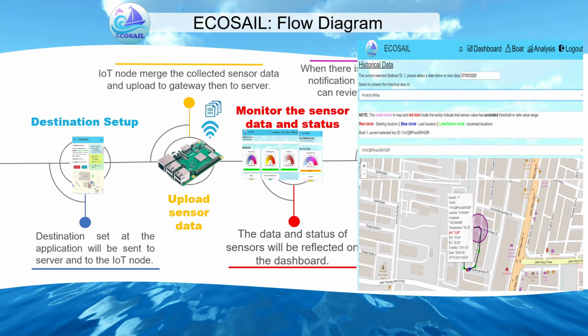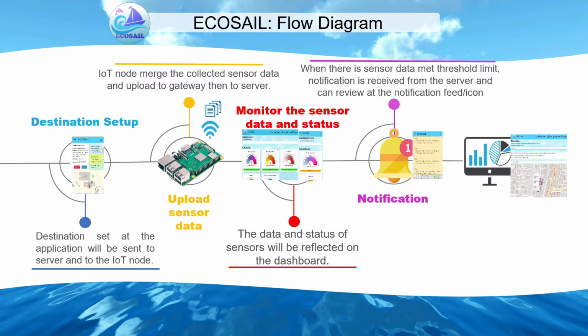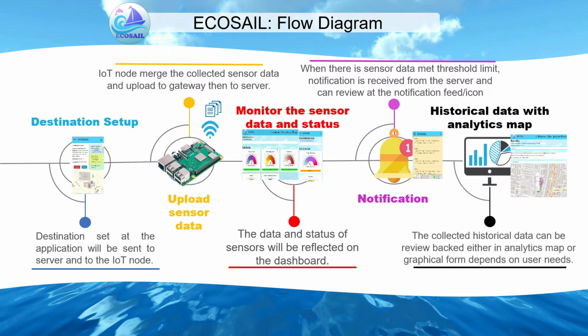Last but not least, the historical data can be previewed in two forms: the analytics map and the graphical form. The analytics map is meant for the trip path and provides node information, while the graphical form will provide the data trend and also the active time of those collected data.